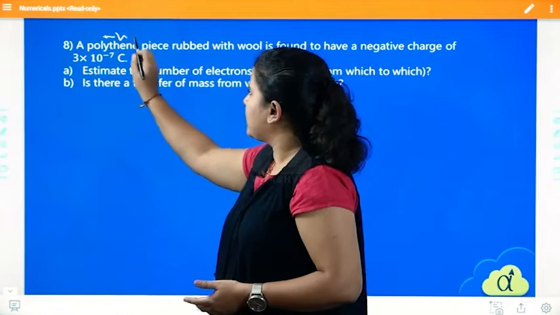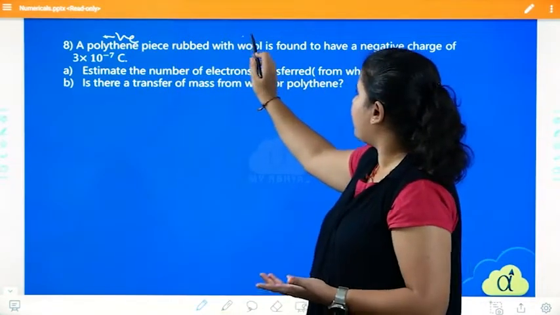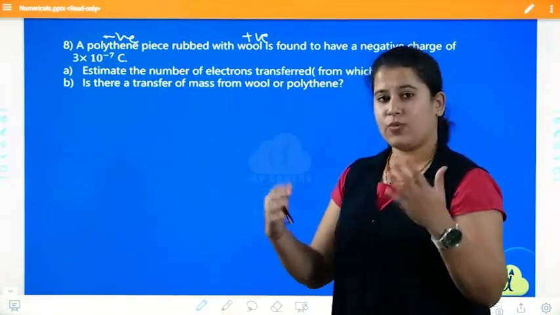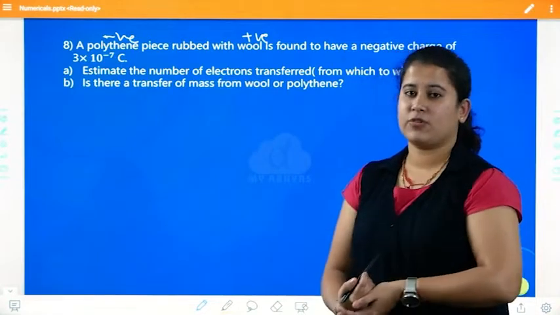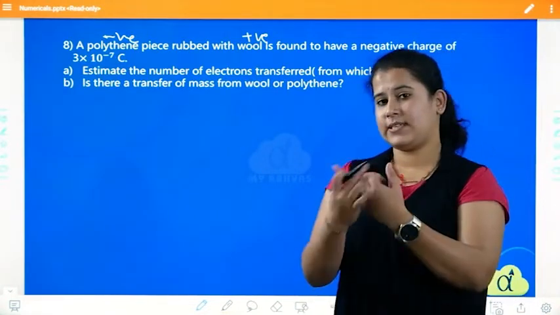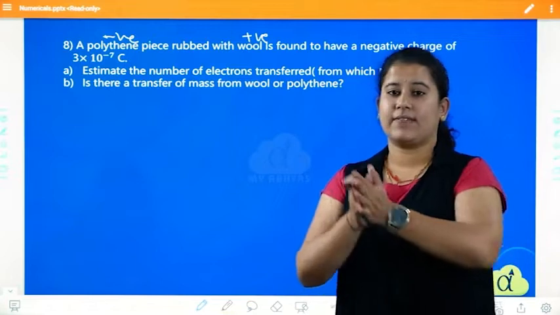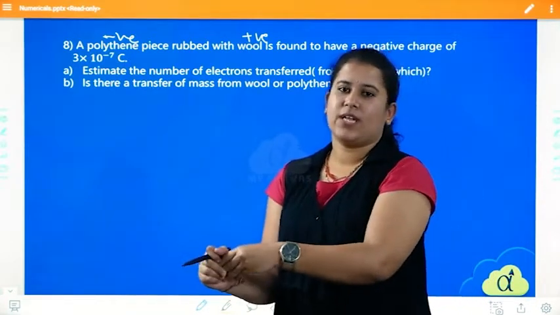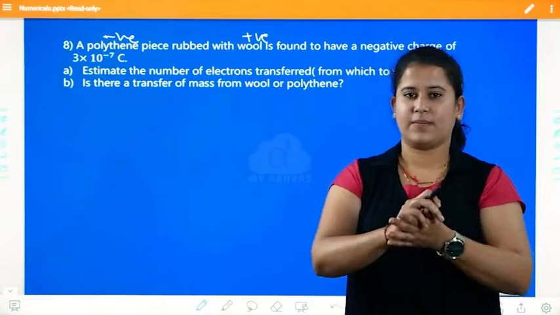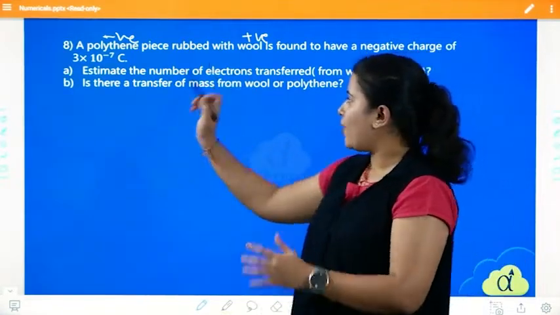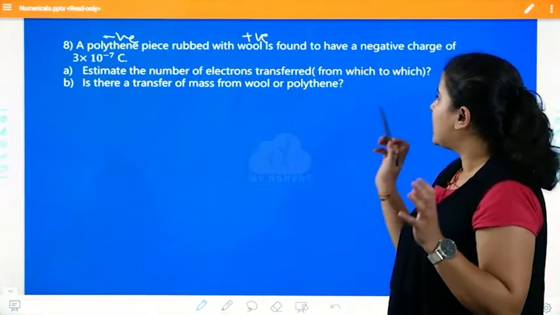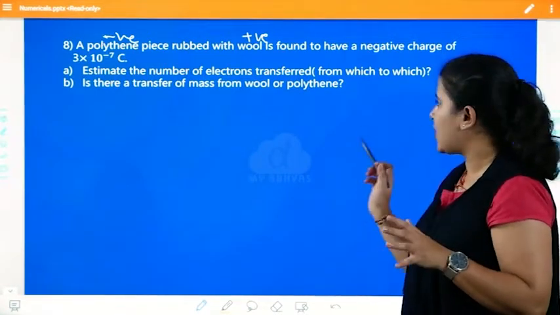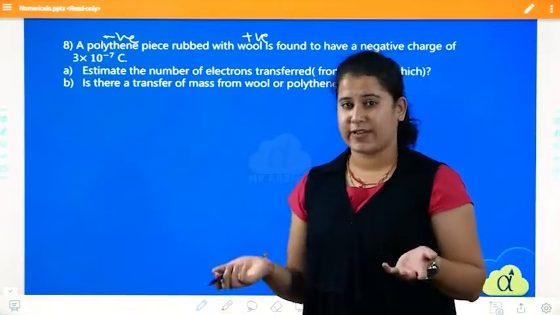As the polythene piece is negative, then wool will obviously be positive. So wool is giving out the electrons to the polythene, and polythene is receiving electrons from the wool. The first thing: a polythene piece rubbed with wool is found to have a negative charge of 3 into 10 raised to minus 7 coulomb.